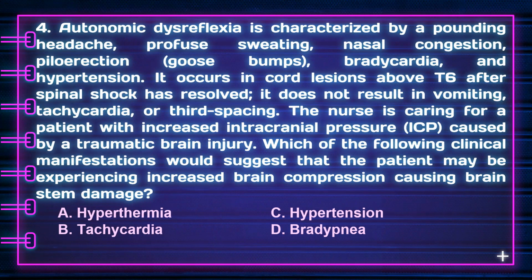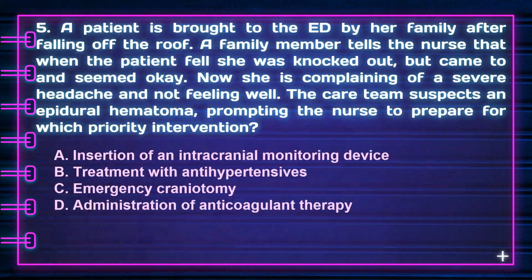A rapid rise in body temperature is regarded as unfavorable. Hyperthermia increases the metabolic demands of the brain and may indicate brainstem damage. So the best answer for number 4 is letter A, hyperthermia. That is hyperthermia. Number 5.